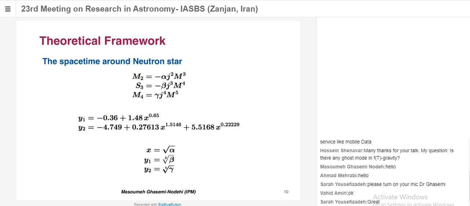In order to use this metric for the neutron star case, we need the right set of multipole moments. We define the multipole moments as this one, where alpha, beta, and gamma are equal to 1 for the Kerr case. J is the spin parameter, and M is the mass parameter. The space-time moments of a neutron star can be defined by 3 parameters: mass, spin, and quadrupole moment.